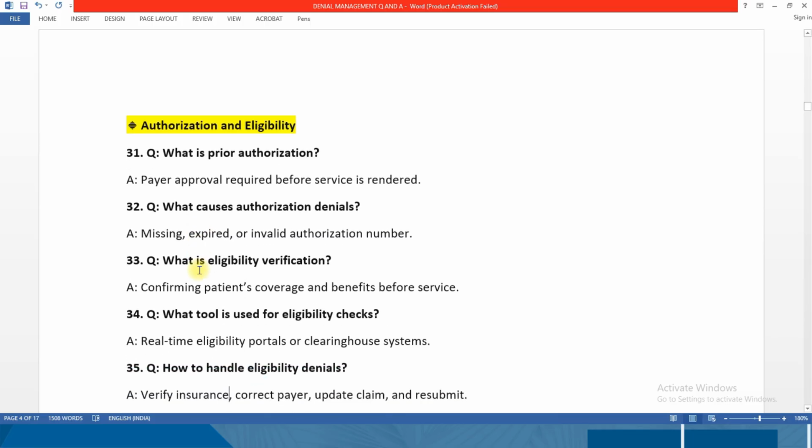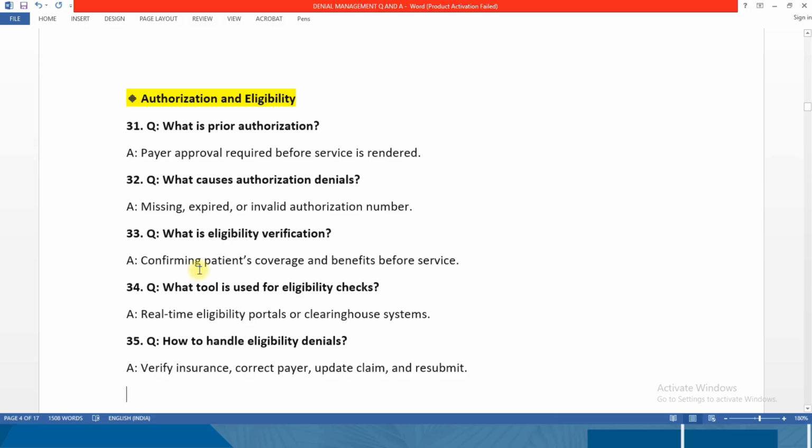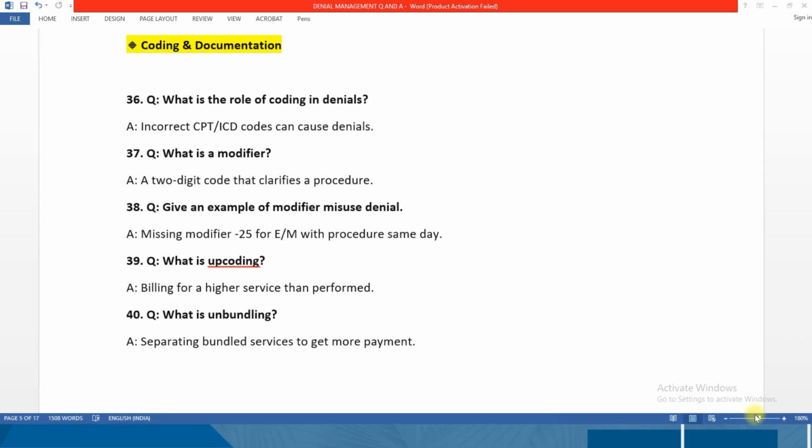How to handle eligibility denials? So we need to verify the insurance, correct the payer, update the claim and resubmit. So these are the criteria in order to handle eligibility denials. Next we will see a few coding and documentation related Q&A.